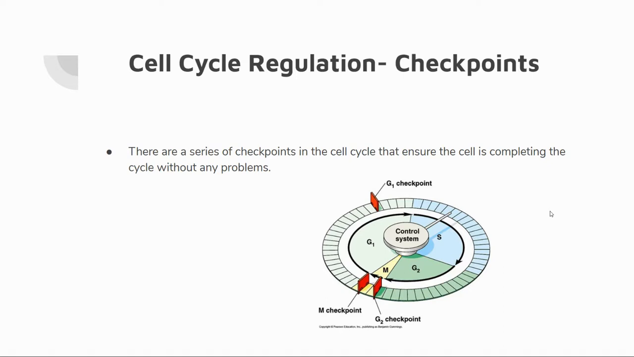So cell regulation, you have these things called checkpoints. Okay, so there's a series of checkpoints in the cell cycle that ensures the cell is completing the cycle without any problems. And this is important because you're copying and reproducing genetic material, which is the blueprints for all of the proteins that are going to be made. So if an issue happens, especially with the genetic material, then we could see some very, very major consequences arise in cells.